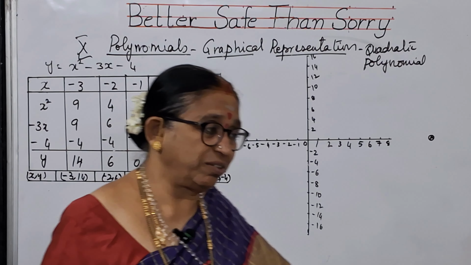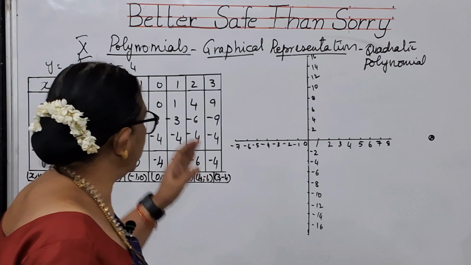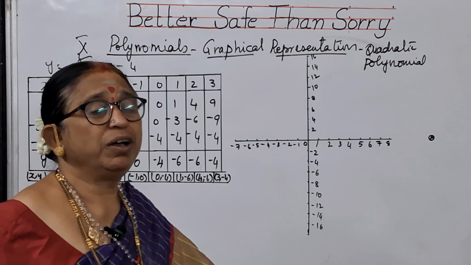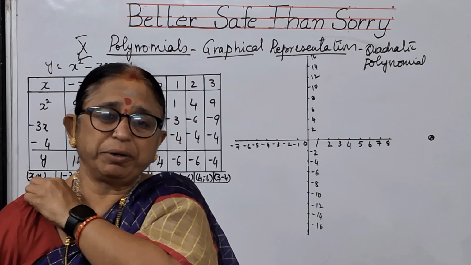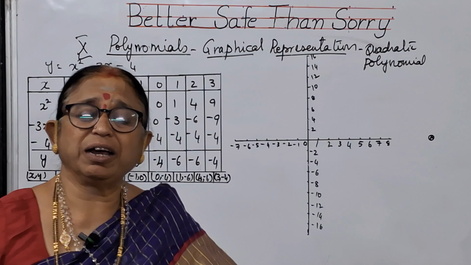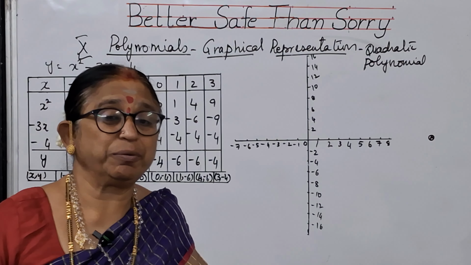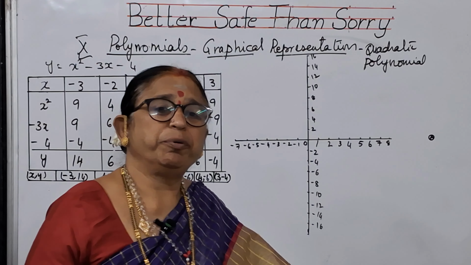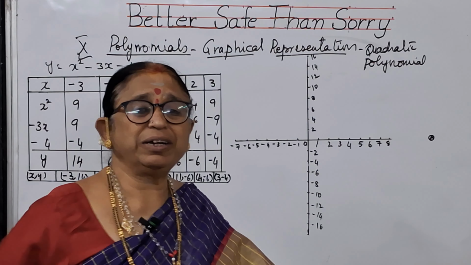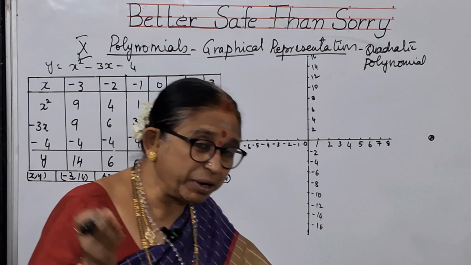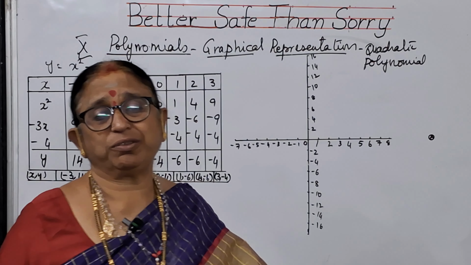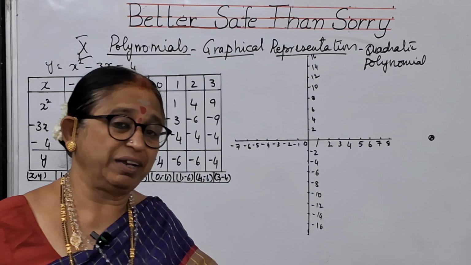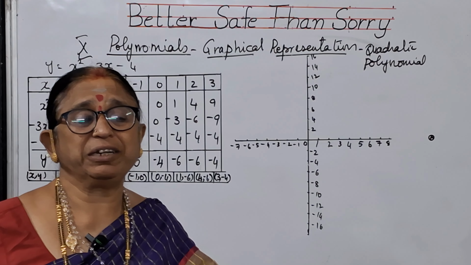Let us come back to the studies. Now we are going to talk about graphical representation of quadratic polynomials. In the previous class, I have taught you about graphical representation of linear polynomial, where I said that linear polynomial is a polynomial where you are going to get a straight line. Straight line may pass through the origin or it may not. I have explained how the ordered pairs have to be taken and kept in the graph.